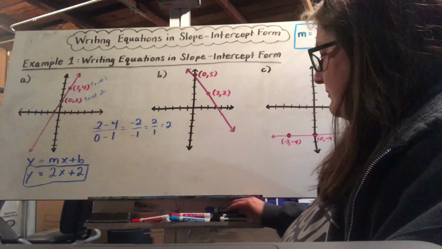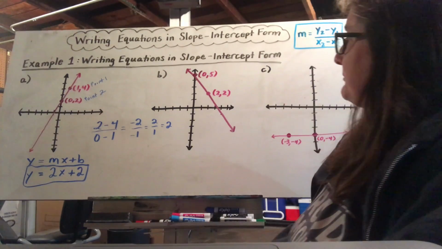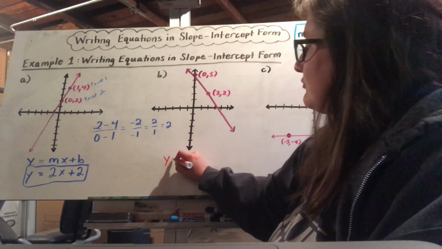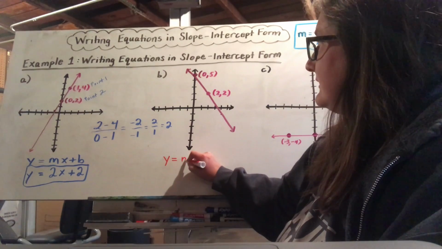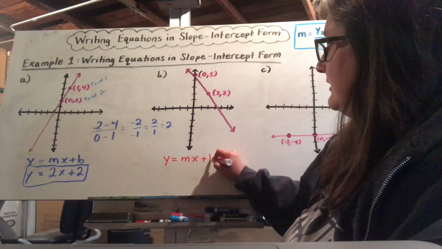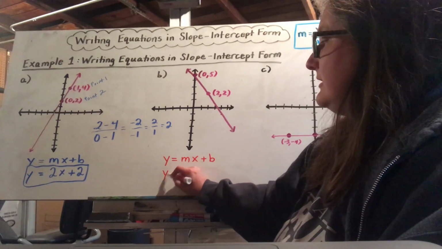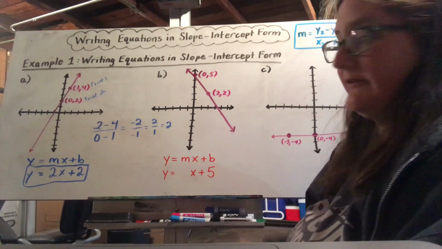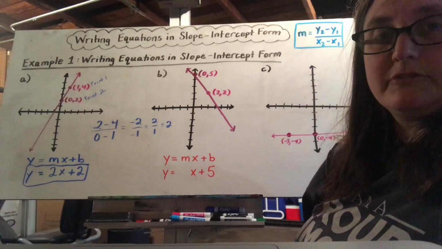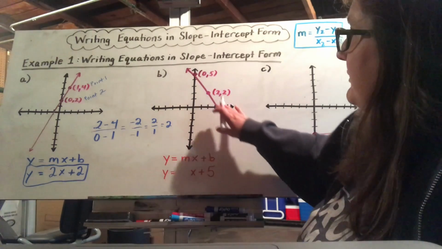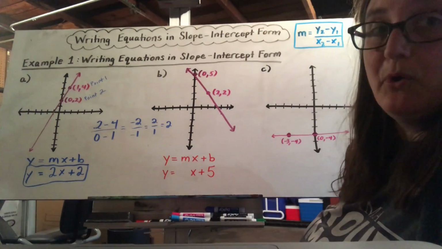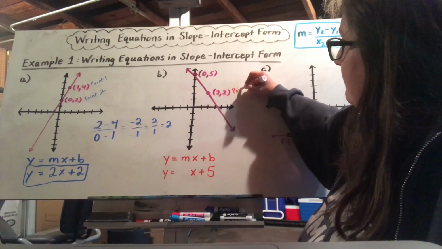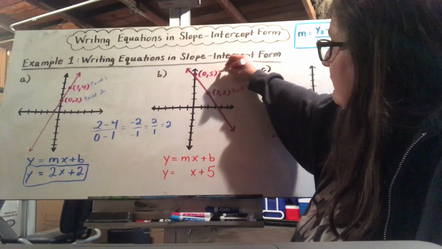Let's take a look at another one. So in this problem, I see that the line is crossing over the y-axis at 5. So the first thing I can fill in is my y-intercept. That's going to be positive 5. The second thing I need is the slope. So to find the slope of this line, I'm going to designate a point 1 and a point 2. This time I'm just going to call this one point 1, and this one point 2.